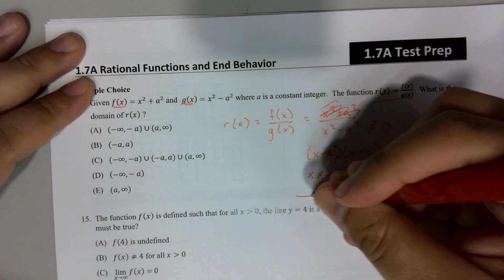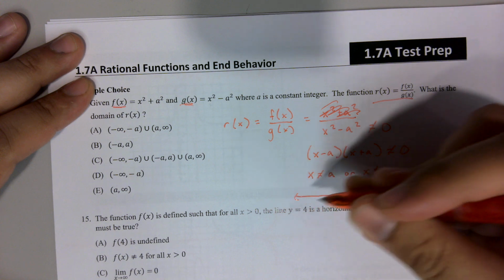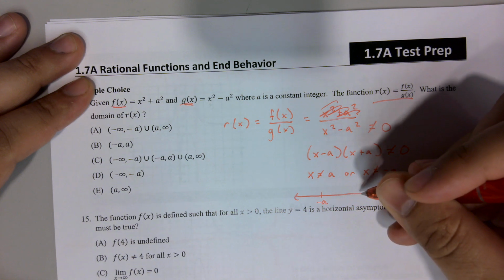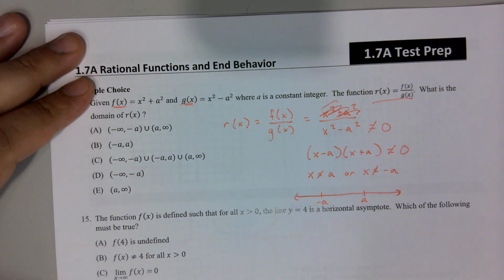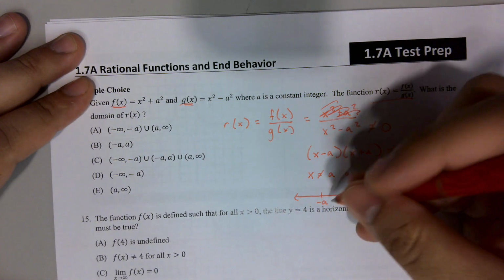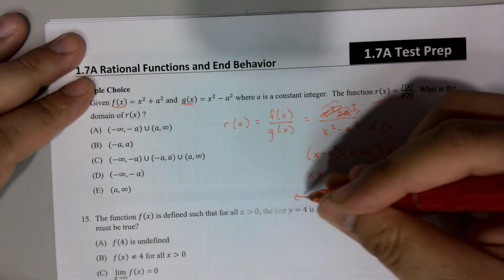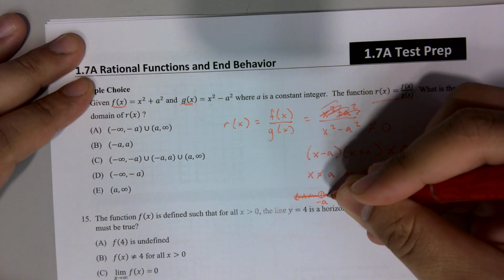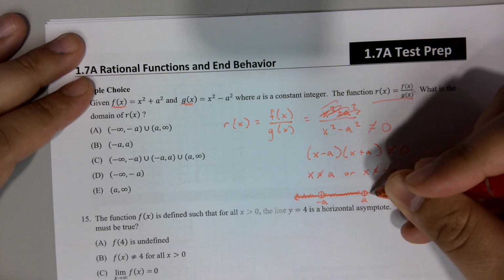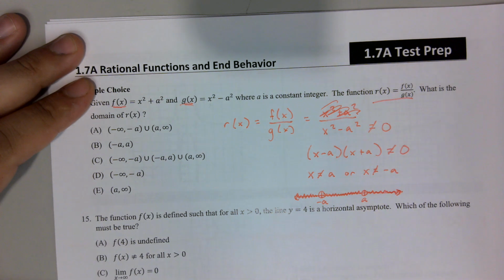And so, if we were to plot this on a number line, we have negative a here, we have positive a here, and we have open circles on positive and negative a, but our function is fine everywhere else. Our function is defined everywhere except negative a and positive a.